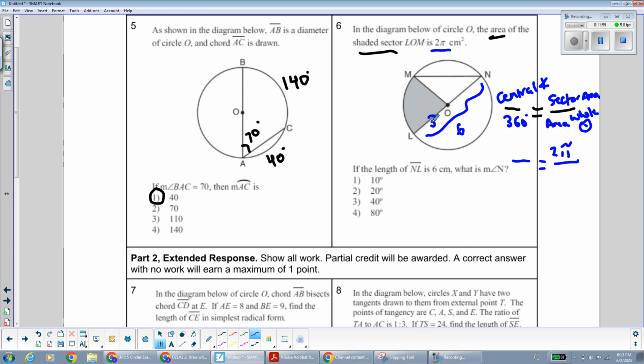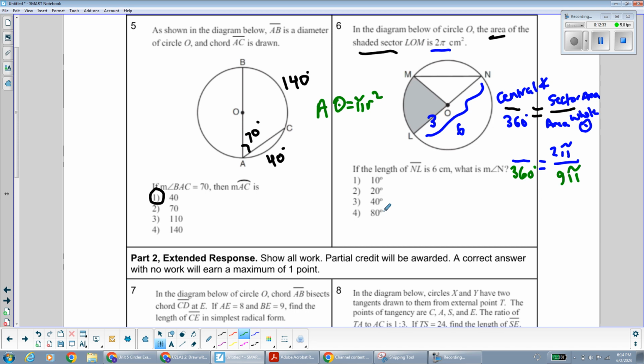So now I can find the area of the whole circle, because remember, area of a circle is pi r squared. If the radius of the circle is 3, 3 squared is 9. So the area of the entire circle with a radius of 3 is 9 pi. And 360, because the angle that we're looking for is going to be in degrees because the answer choices are all in degrees. But I need the central angle.